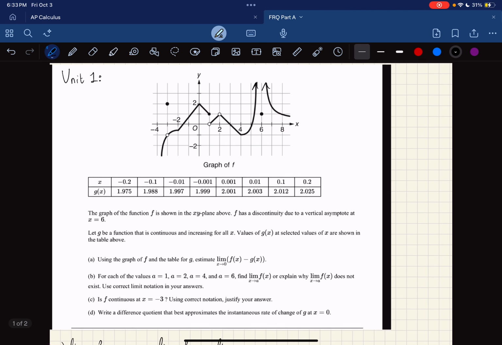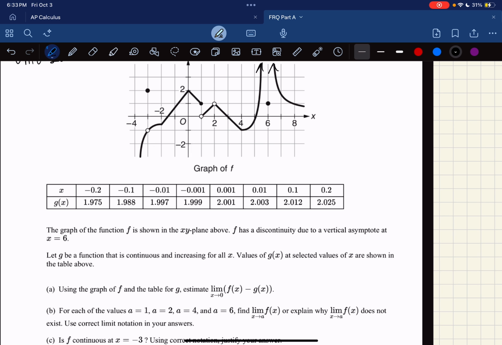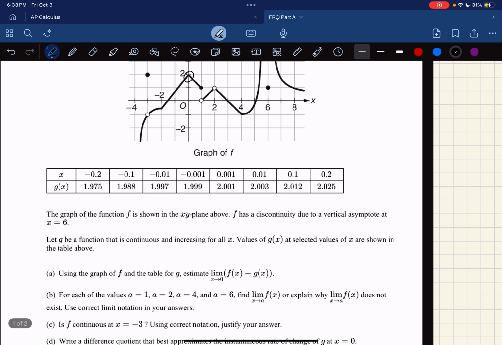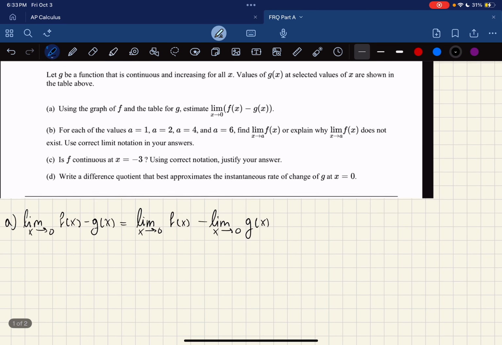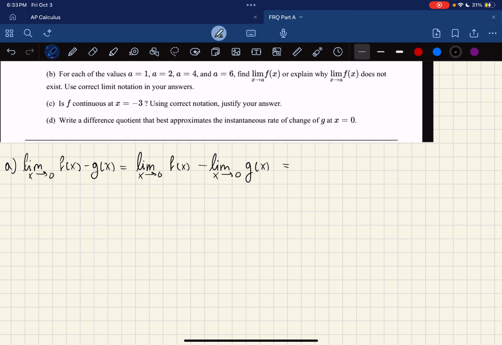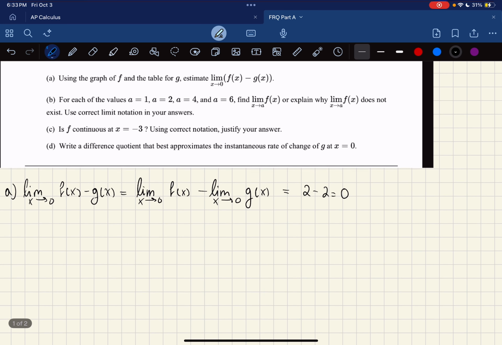So if we go to the graph of f, at 0, it was basically equal to 2. And if you go to the table for g, these two values are the closest numbers to 0, which means that it's also going to 2. So it's going to be 2 minus 2, which will result in 0. And this is it for part A.